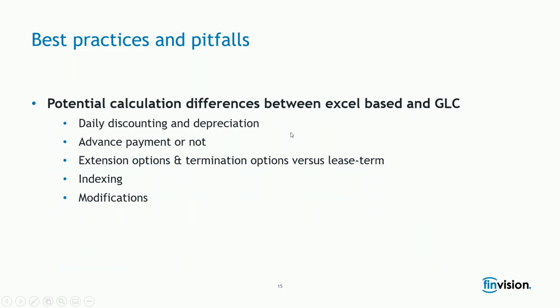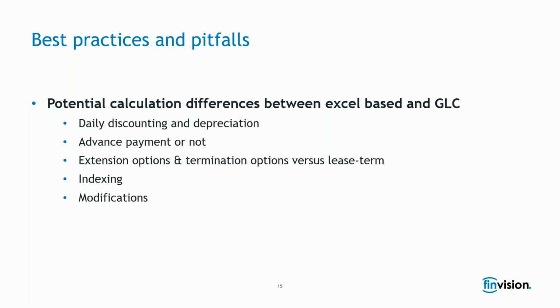What we also see is that there are always differences between how it has been calculated in Excel and how it's calculated in the GlobalLeaseCenter tool. What I give you here are the most often explained differences. First of all, GLC will use daily discounting and depreciation, while very often in Excel you will have monthly discounting. So GLC is calculated on a day-to-day basis, which is the ultimate 100% correct version, and this is also the case for the depreciation. So this is already one element of difference between Excel and GLC.